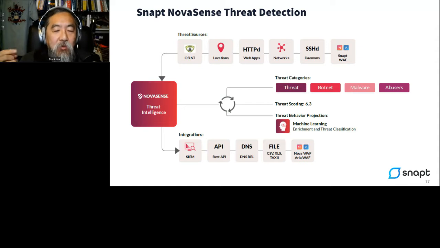So score means the higher the score, the more dangerous it is. Give you some sort of score and give you some sort of threat projection in terms of what it means for you and what you should do. What is the actionable intelligence you're going to do?